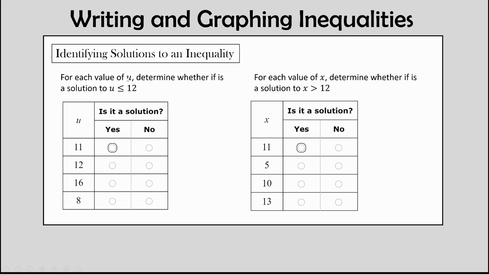So for each value of u, determine whether it's a solution to this inequality. U is less than or equal to 12. So what we're looking for here are all values of u that have a value that's less than or equal to 12. So really, here's my u values. All I'm going to do is substitute them in and then ask the question, is 11 less than or equal to 12? Yeah. Is 12 less than or equal to 12? Yes, because it's equal to, right? Is 16 less than or equal to 12? No. Is 8 less than or equal to 12? Yes. Pretty simple stuff here.